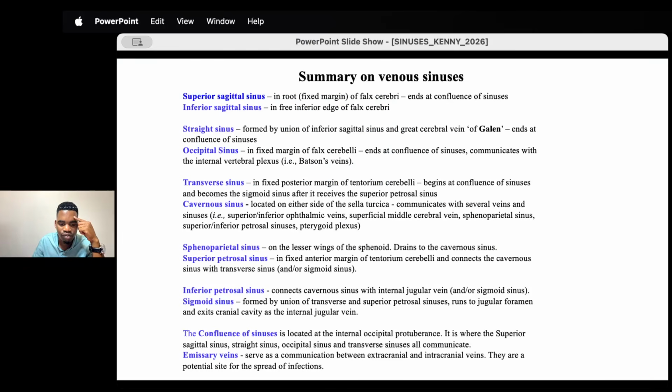I made a little summary for you here on the venous sinuses. You can go through it at your own time.